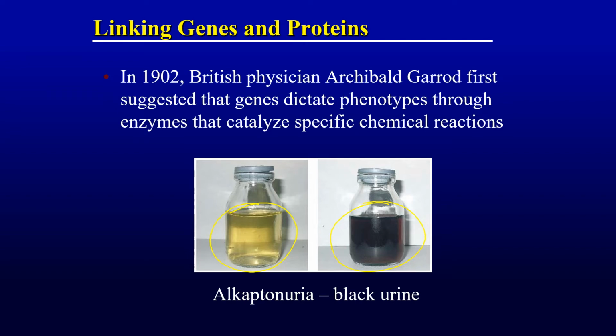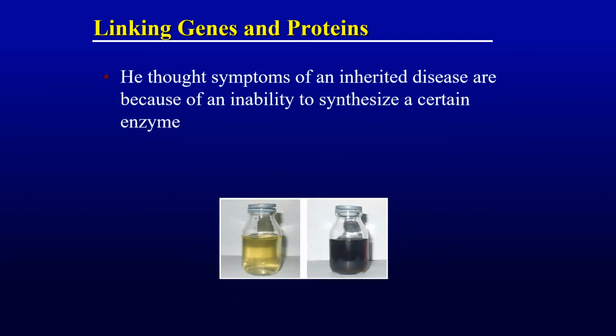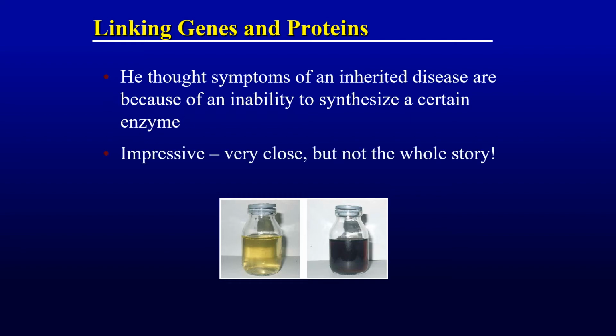So he was kind of fascinated, and he thought that symptoms of that inherited disease and all other inherited diseases were caused by your inability to synthesize specific enzymes. So he said you can't make certain enzymes, so you've inherited a defective gene, which means you can't make a specific enzyme, and if that enzyme is non-functional, then that's going to cause some malady in the body, some kind of disease that you're going to inherit. So that was very impressive, honestly, for over 100 years ago, but it wasn't quite the whole story. He was very, very close, but not quite the whole story.